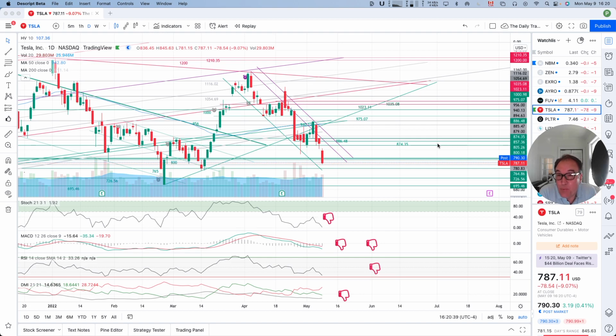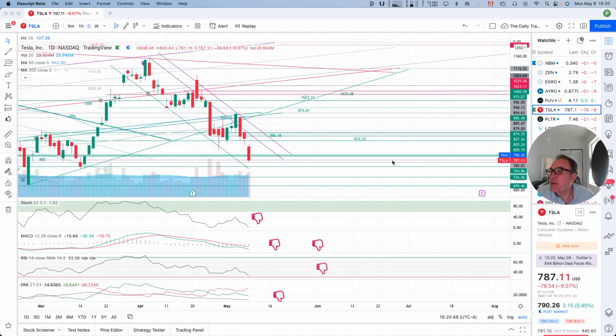Tesla is tumbling again, so we are down $78.54. That's 9.07%. We close at 787.11. Post market, we are up by $3. Let's look at what we have here on the chart.